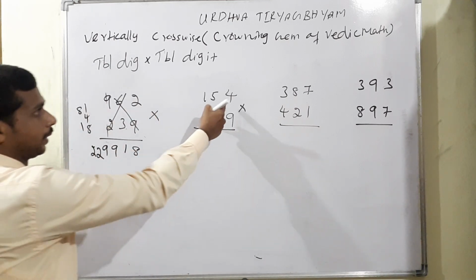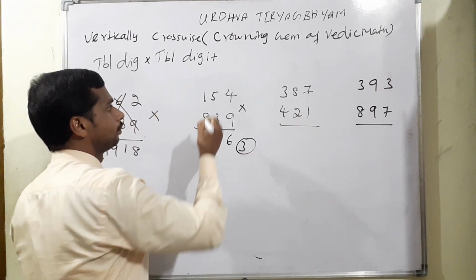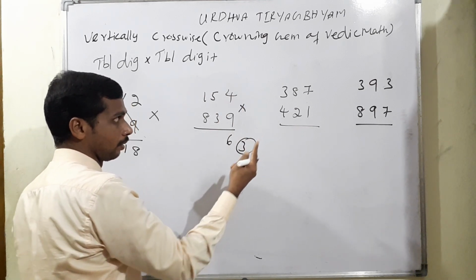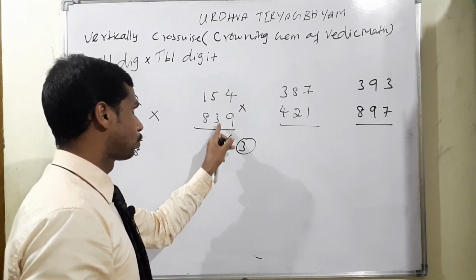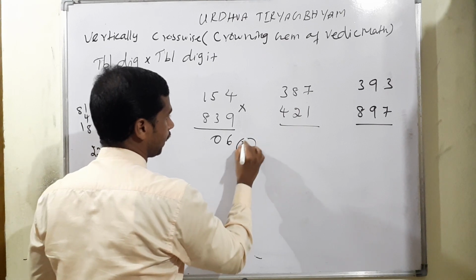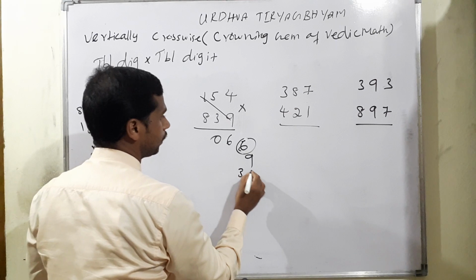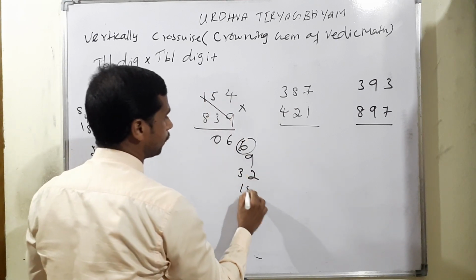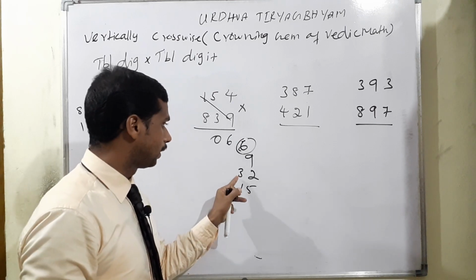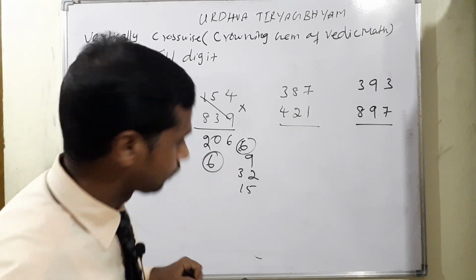Next step. Next number 9 4s are 36. 6 now carry 3. Next one 5 9s are 45. 45 plus 12 is equal to 57, isn't it? 57 plus 3 is equal to 60. Now we have the carry 6. Next one 1 9s are 9. Then 8 4s are 32. Then center 5 3s are 15. Listen very carefully. 9 plus 6 is equal to 15. 15 plus 50 is equal to 30. 30 plus 32 is equal to 62. Again we have carry 6 only.